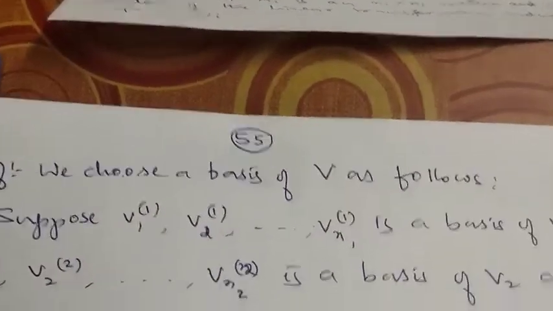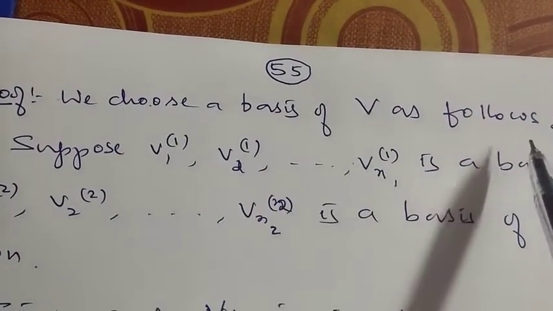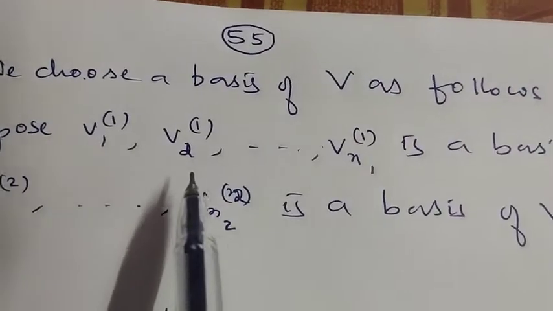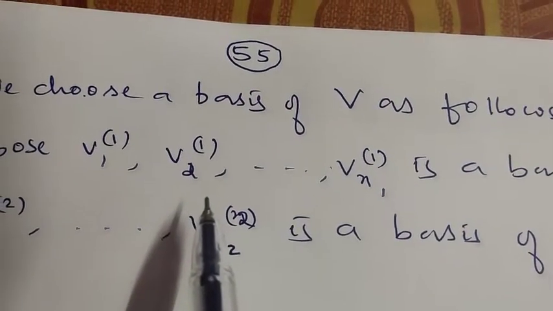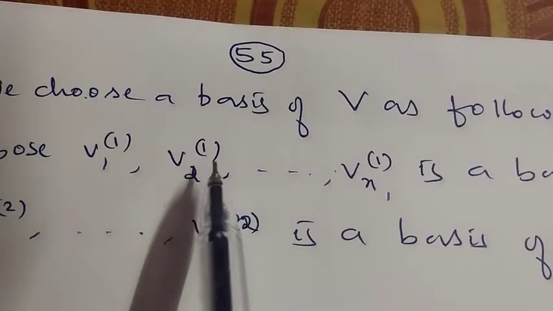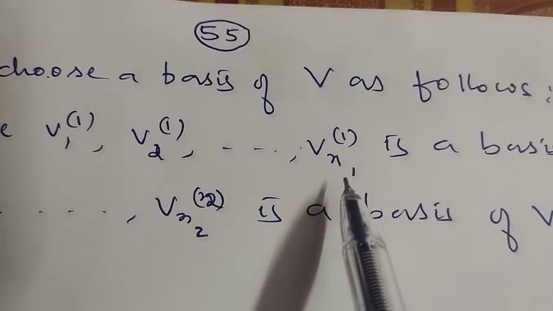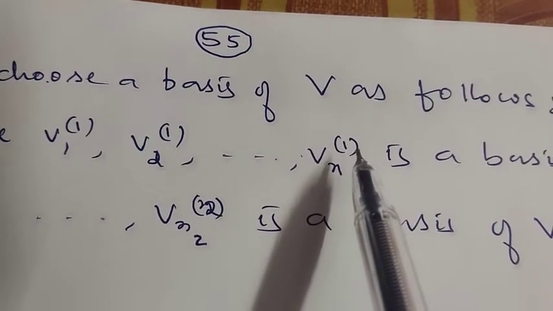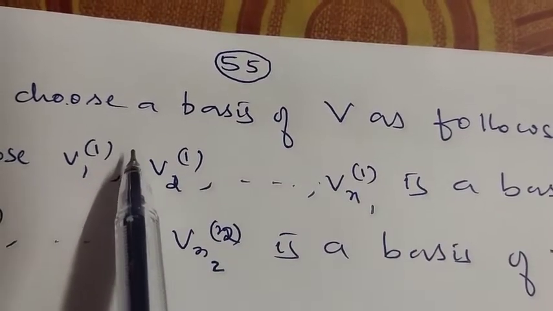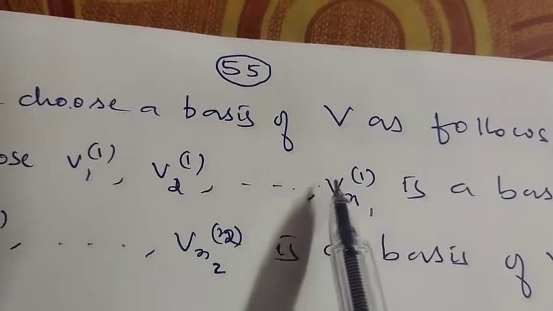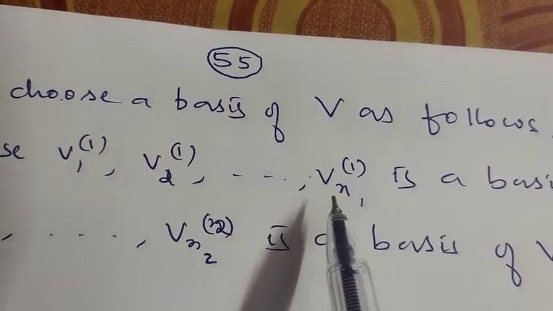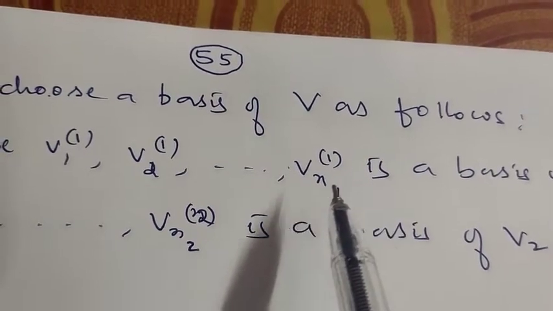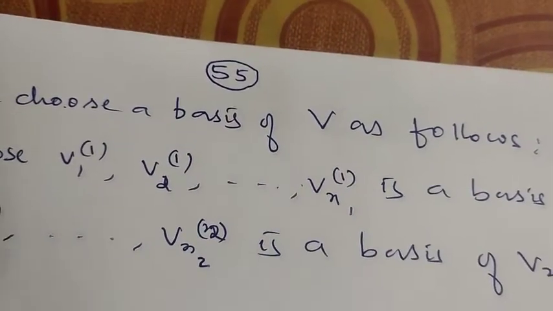Okay, so let us take up the proof now. Suppose we choose a basis of V as follows. Suppose V11, this indexing is very important here. V11, V21, etc. For V1, what is the dimension? It is N1. So V n1 1, the upper index denotes that the basis corresponds to the subspace V1. Understand now?